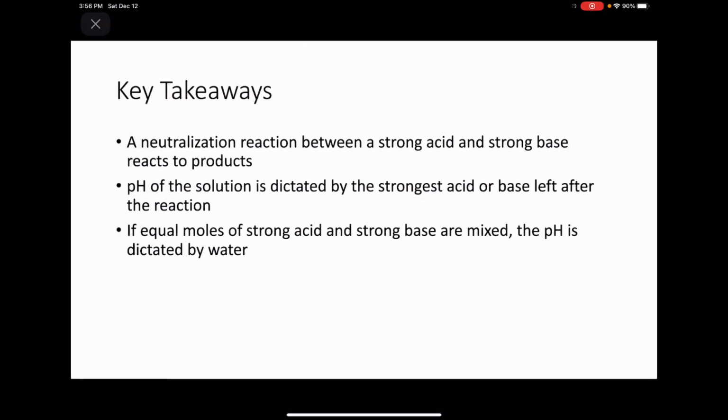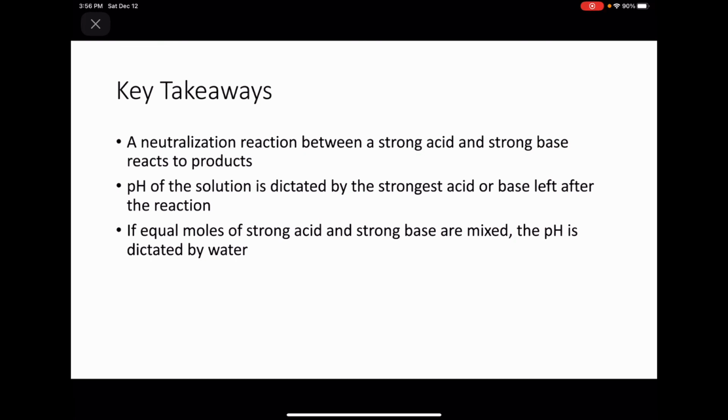And lastly, we're left with our key takeaways from this video. Neutralization reaction, at least between strong acid and strong base, always reacts completely to products, so whatever that might be. And so it's a limiting reaction problem or a limiting reactant problem. The pH of the solution is dictated by whatever's left, right? So what's the strongest acid?